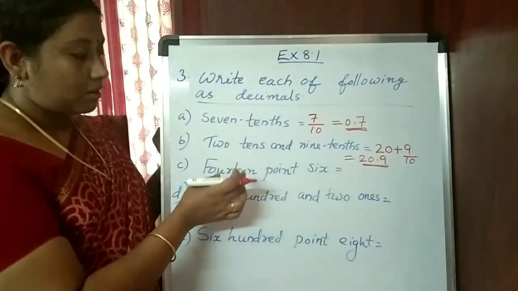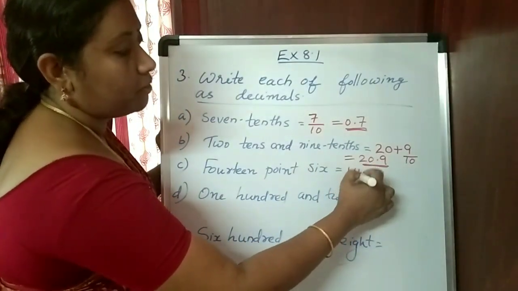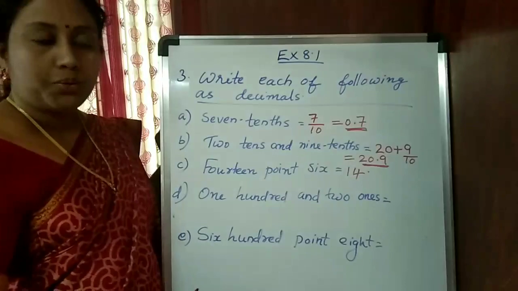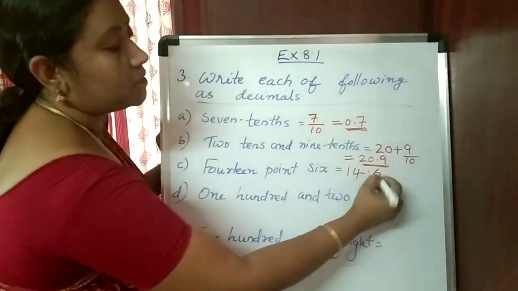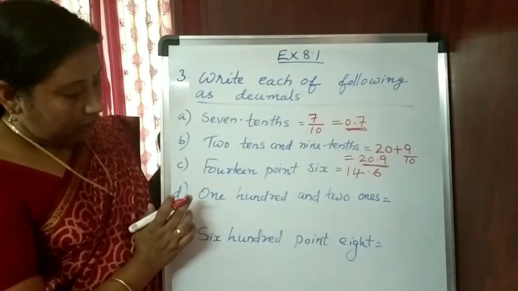Then third question, 14.6. This is very easy. 14. Simply you write 14. Then point. Put the decimal dot. Then which number? 6. 14.6.